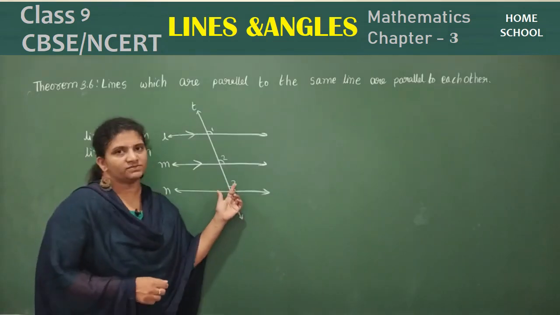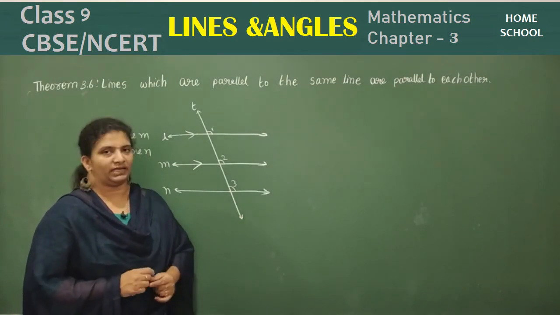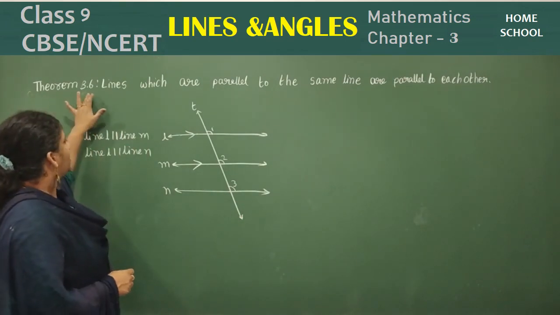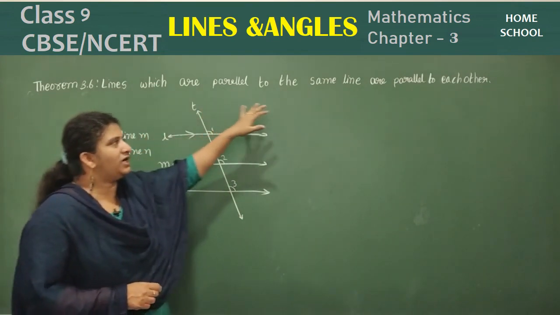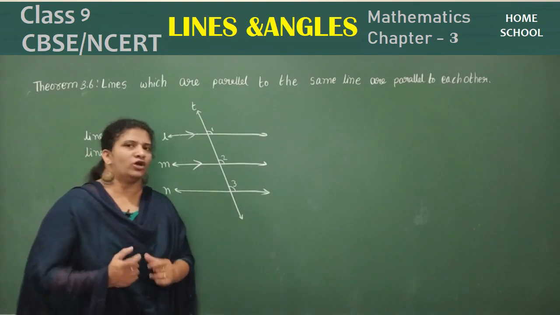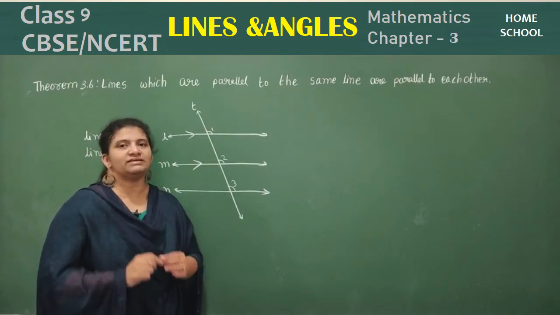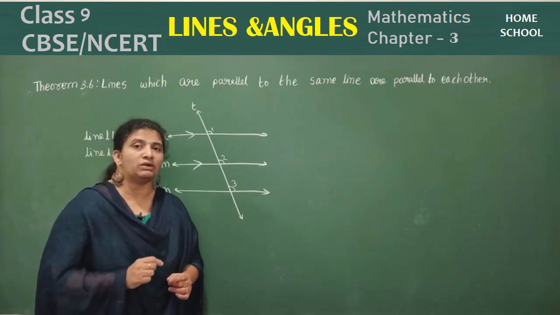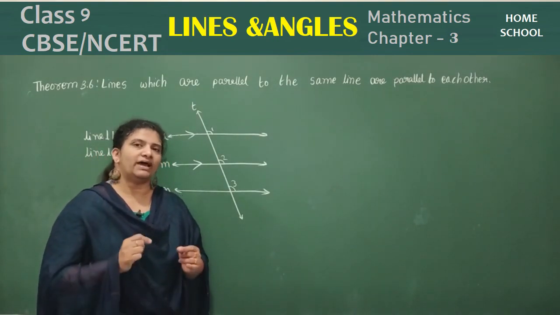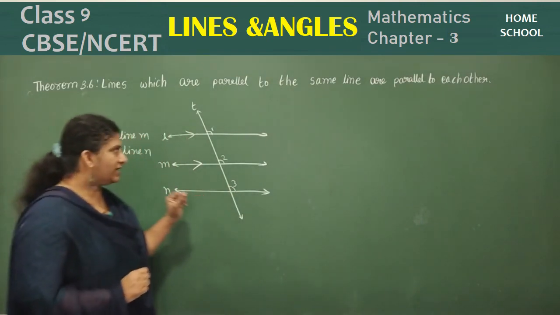One more theorem statement was left here, children, that is lines parallel to the same line. So look here, theorem 3.6: lines which are parallel to the same line are parallel to each other. By seeing the statement, what do you remember? Yes, you remember axiom 1. What is that? Things which are equal to the same thing are equal to one another. By that we are going to prove it, in the same manner we are going to prove here. So what is that, children?